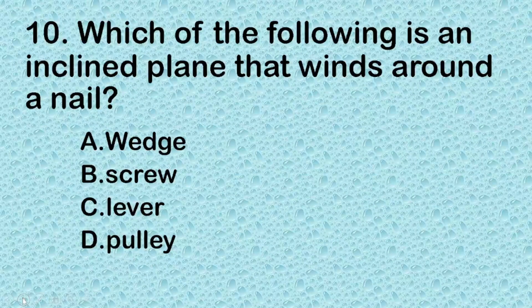Number 10. Which of the following is an inclined plane that winds around a nail? A. Wedge. B. Screw. C. Lever. And D. Pulley. The correct answer is letter B. Screw.